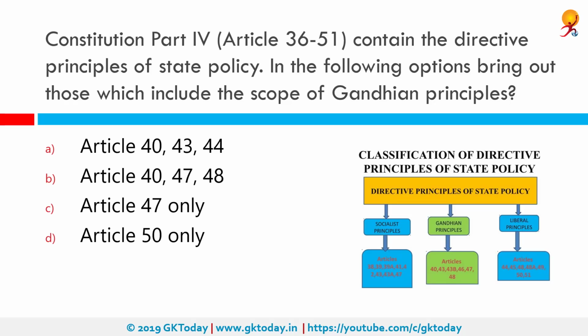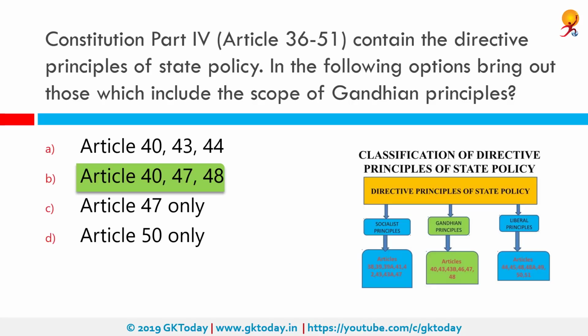Constitution Part 4, Articles 36 to 51, contains the directive principles of state policy. Which of the following options include the scope of Gandhian principles? If you see the diagram on your right, Articles 40, 43, 43B, 46, 47 and 48 are based on Gandhian principles. Among the given options, option B is the one which has all the ones within that block.